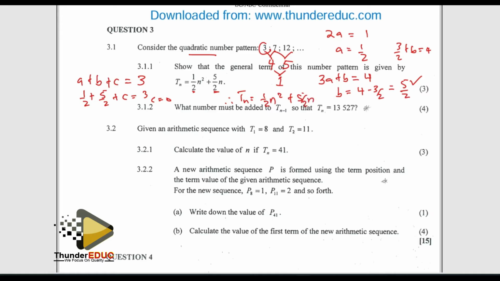So the aim of this question is just to check if learners know how to determine the a, the b and the c. Basically, they were not asking for the Tn because they have already given it to you. Then 3.1.2: what number must be added to the Tn minus 1 so that we get Tn?